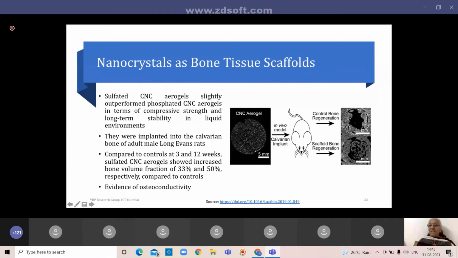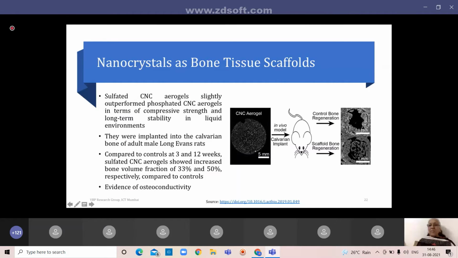So they were implanted into the calvarial bone of adult male rats. It was seen that when these studies were done, compared to controls at both 3 and 12 weeks, sulfated aerogels have shown increased bone volume fraction. You can see this is the control, where you can see the black area, and that is where the bone has not formed. Whereas when you're putting in a scaffold, the bone regeneration starts. So the sulfated one actually has shown a 33% increase in bone volume fraction. At 12 weeks, it is 50% as compared to control. So what does it say? That means there is evidence of osteoconductivity.